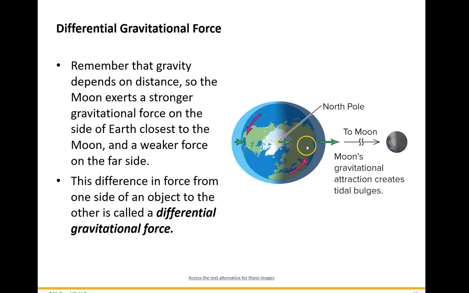Let's see, how do we have this? So we're looking at the North Pole right here. So what happens is the water piles up over here. Remember, the Earth is rotating. So you pick a spot on the Earth, and it's in a high tide. 6 hours later, you're in a low tide. 6 hours later, you're in a high tide again. 6 hours later, you're in a low tide.